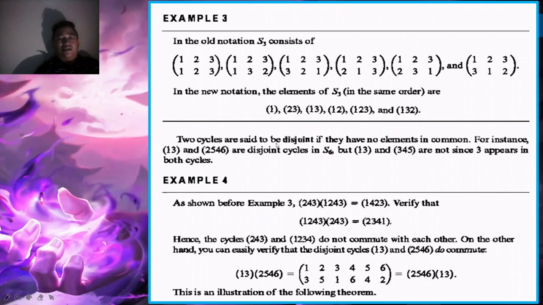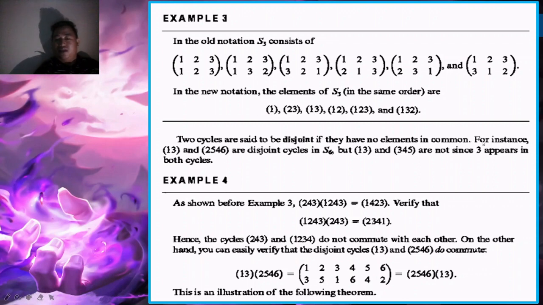So, two cycles are said to be disjoint if they have no elements in common. For instance, (1 3) and (2 5 4 6) are disjoint cycles in S6. Here in S3, we did not write (1) since it is the identity. The cycles (2 3) and (1 3) are not disjoint, since they have 3 in common. They are disjoint only if they have no elements in common.